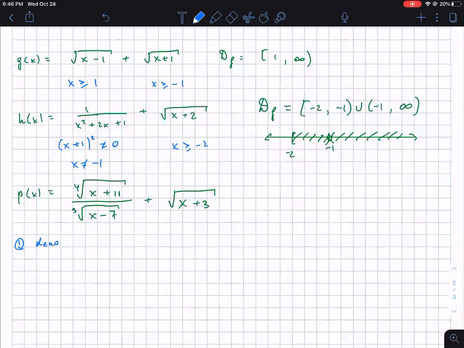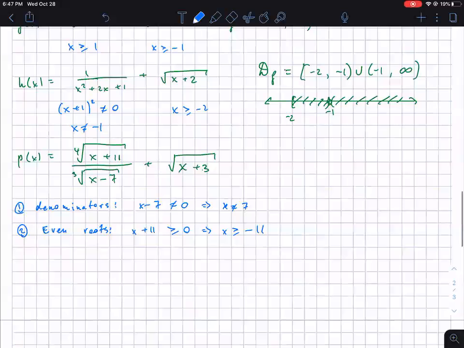Let's first look at denominators. You have x minus 7 is not equal to 0, which means that x is not equal to 7. Okay, that's one thing you got. Number 2, even roots. x plus 11 has to be bigger than or equal to 0, which means that x has to be bigger than or equal to negative 11, right? You also have x plus 3 has to be bigger than or equal to 0, which means that x is bigger than or equal to negative 3. Okay? So now we need to combine these three conditions.